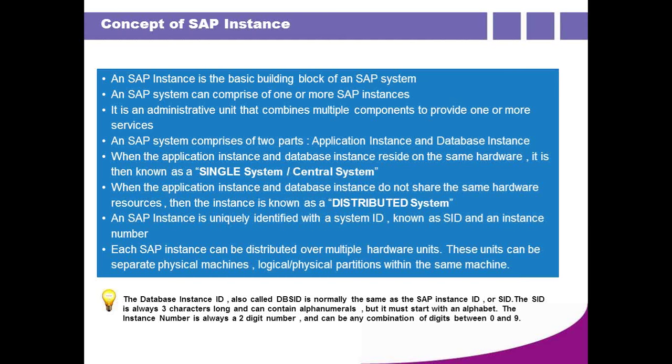That kind of configuration is called a three-tier configuration, nothing but a distributed system. In a real-time scenario, for better performance, we use a distributed configuration. If anybody asks you how your instances or systems are configured, say distributed three-tier configuration. It means SAP is on a separate server and the database is on a separate server.